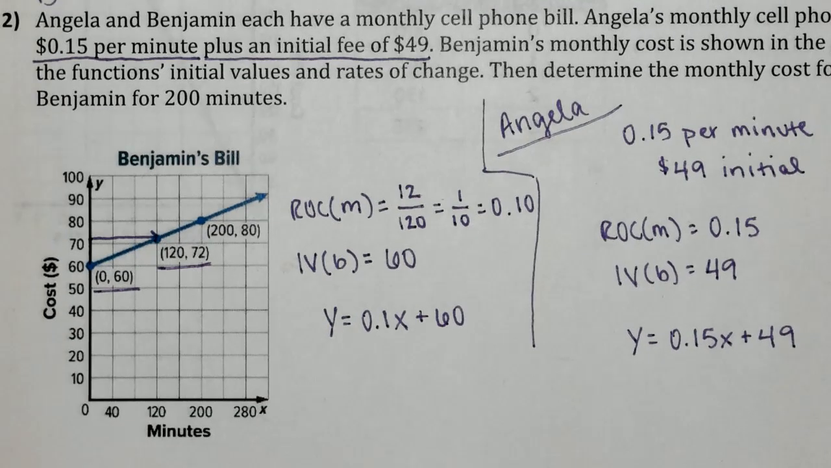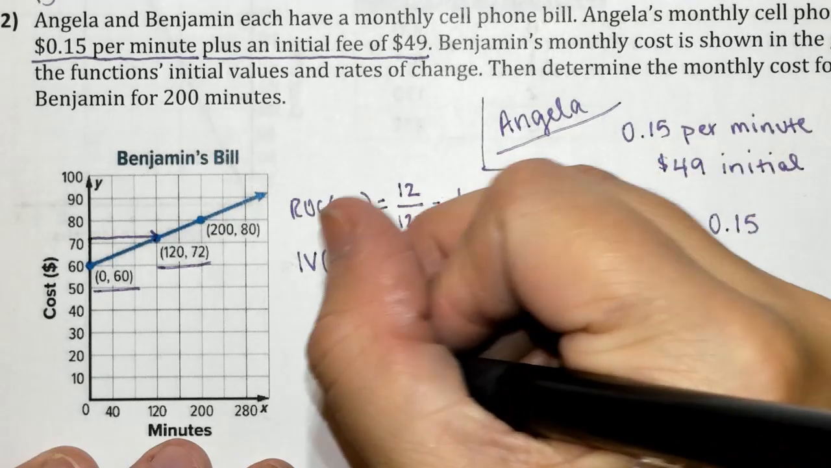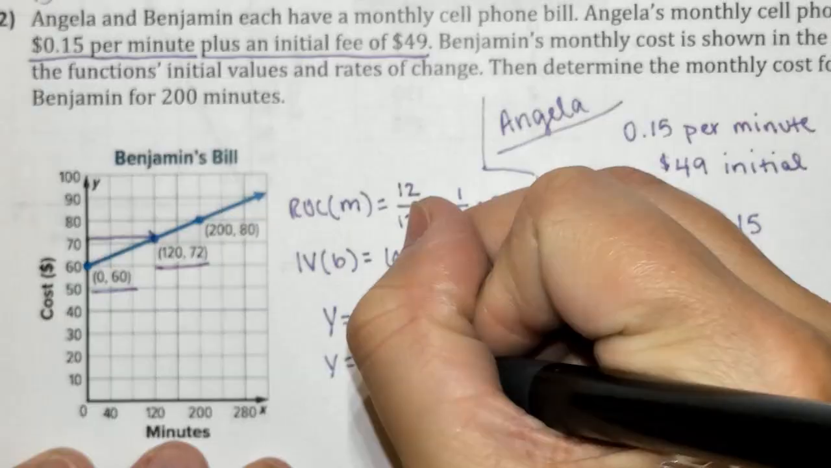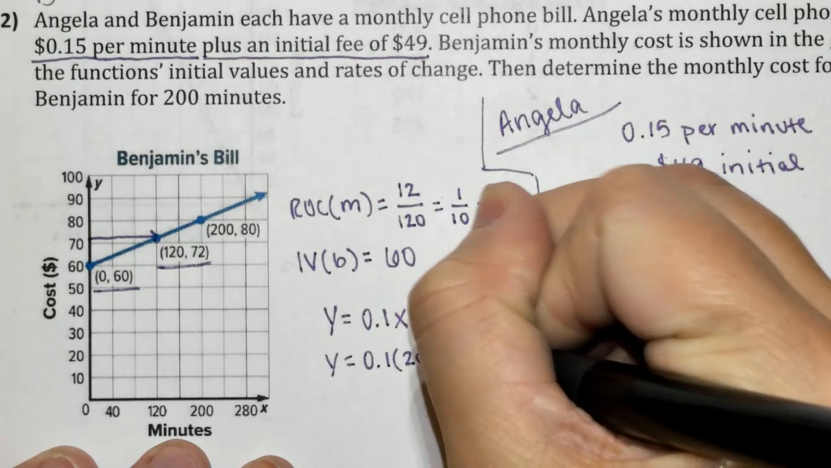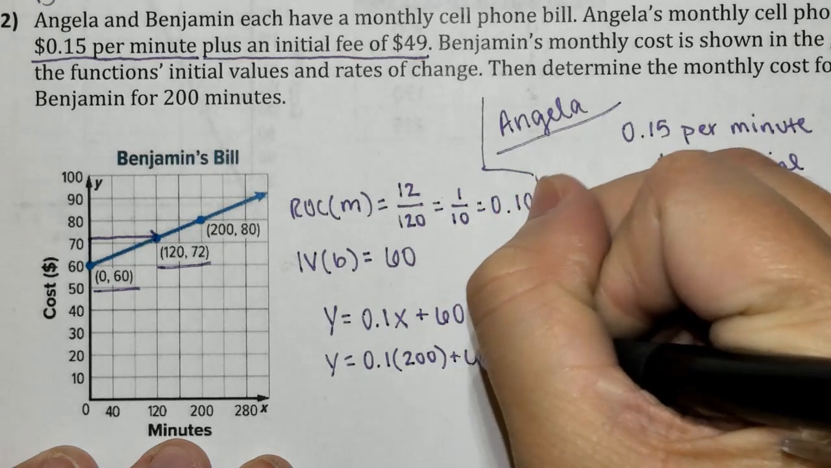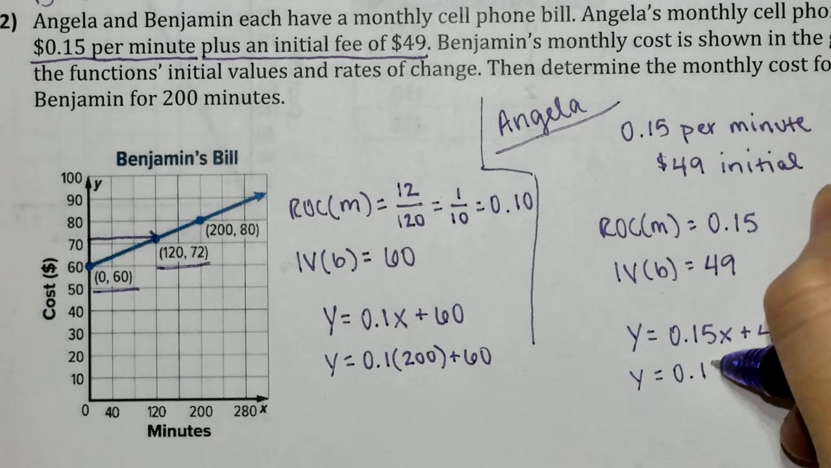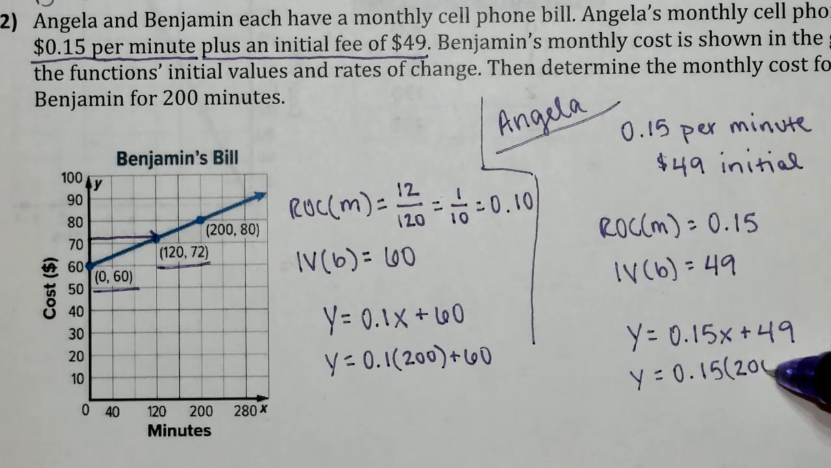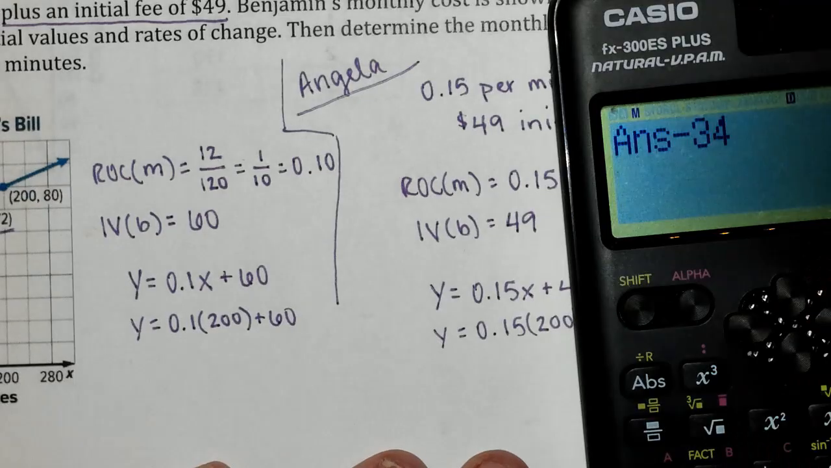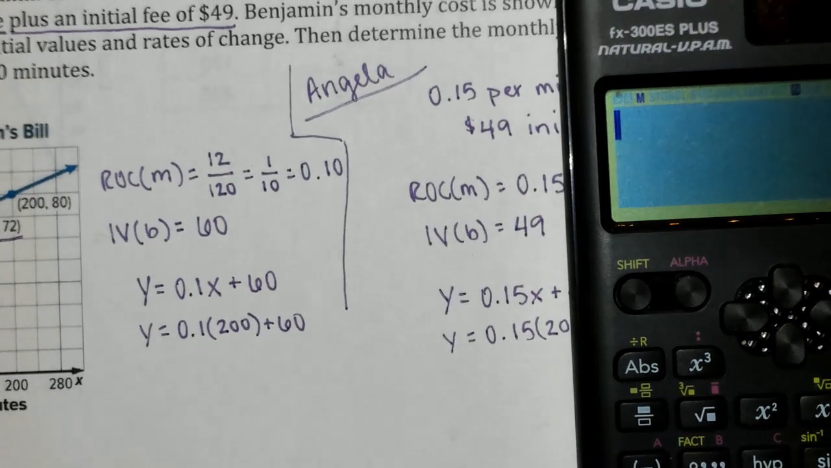Now, what did it say to do? So we have to go back. We found the function's initial values and rates of change. Then determine the monthly cost for Angela and Benjamin for 200 minutes. All right, so y equals 0.1 times 200 plus 60. And y equals 0.15 times 200 plus 49. Two separate. For both of them, you can plug in the whole thing.